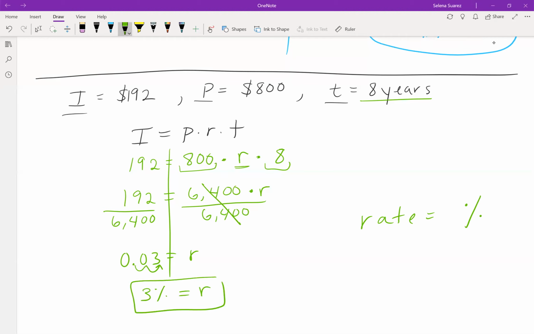So for some of these examples in your textbook, they're going to give you all of the other variables, but they're going to have one that's missing. Whichever one is missing is the one you need to solve for. You're going to set it up into your formula, figure out which one is the missing variable, which in this case was R, and solve for that variable. If R is the one that's missing, keep in mind it has to be in percent form. If T is the one that's missing, make sure that your answer is in years, okay?